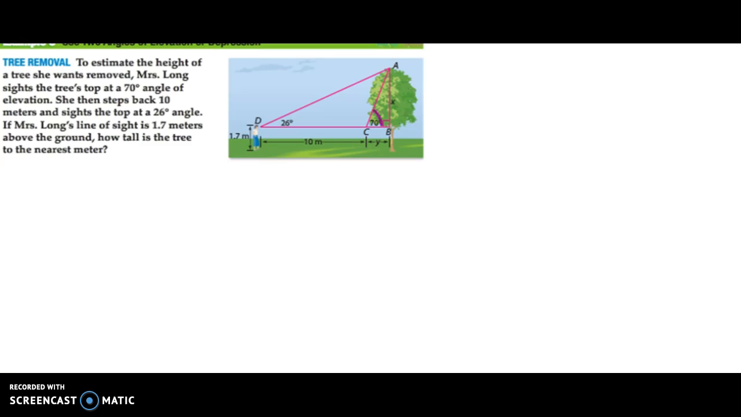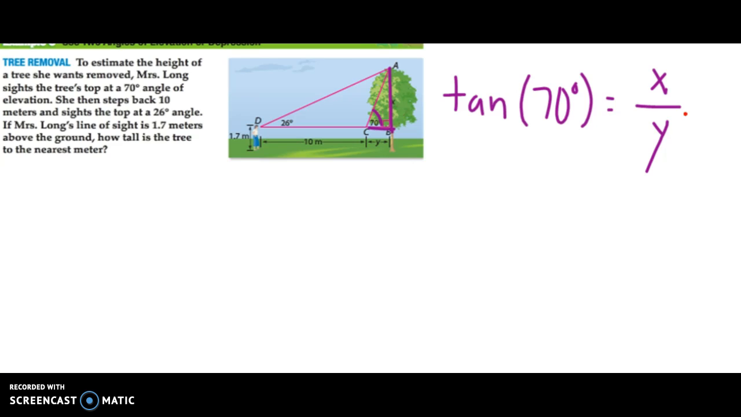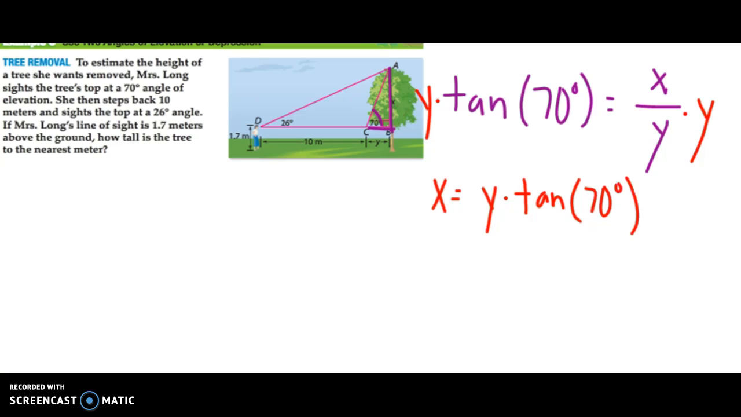So let's first look at the small triangle. My angle of elevation is 70 degrees. I am looking for both the opposite and adjacent side. So what we can say is that tangent of 70 degrees is going to be equal to x over y. So what I'm going to do then is solve this for x. Multiply both sides by y, and I find that x is equal to y times the tangent of 70 degrees.